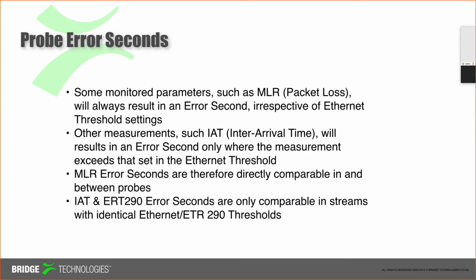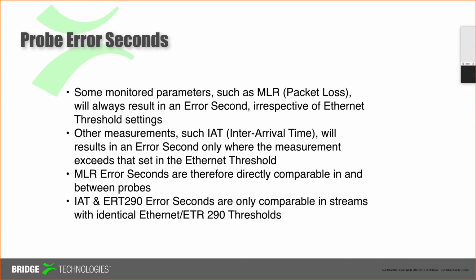Media loss rate, for example packet loss, it's really important to know about packet loss. You'll always get an error second, it doesn't matter what the thresholds are set to. If you lose a UDP packet or you lose an RTP packet, then you will always get at least 1 error second. However, other measurements like inter-arrival time and IP jitter will result in error seconds only if they cross the threshold, and that is a user-defined parameter.